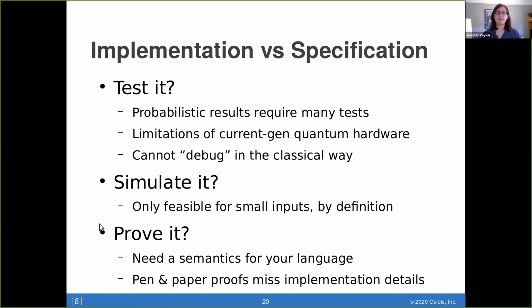And as I said before, this is because pen and paper proofs are not connected to the implementation. And we need a formal way of connecting these proofs to our implementation.